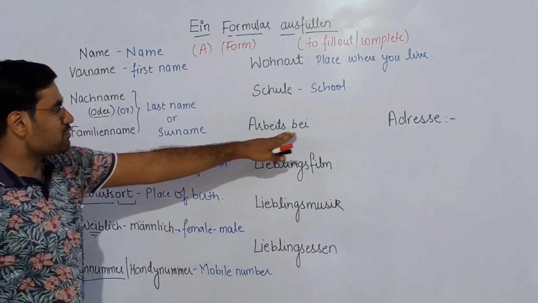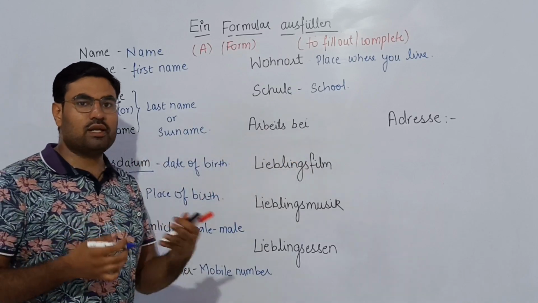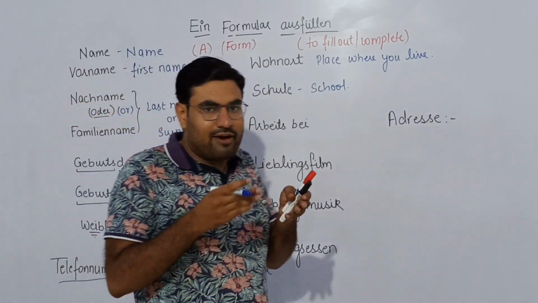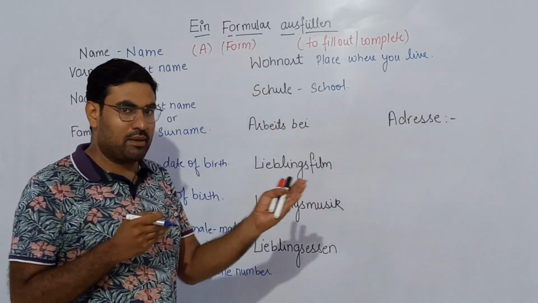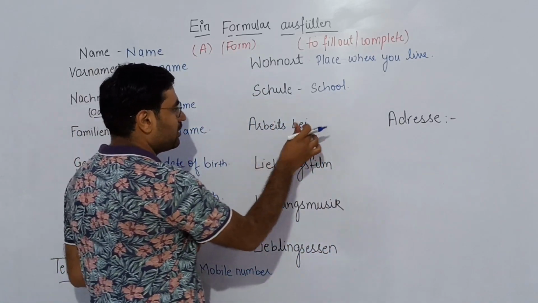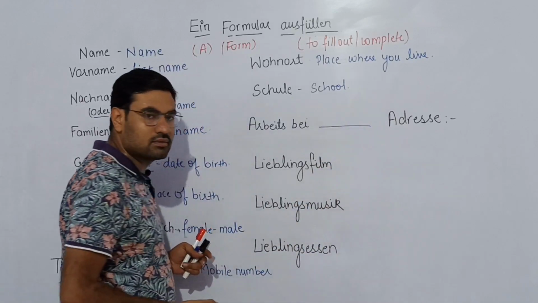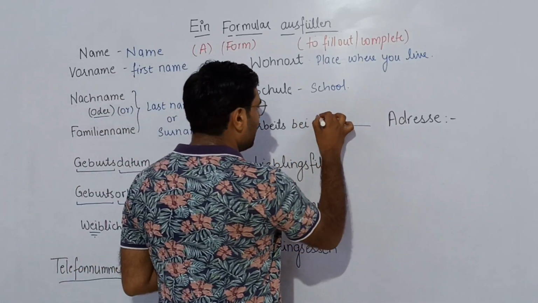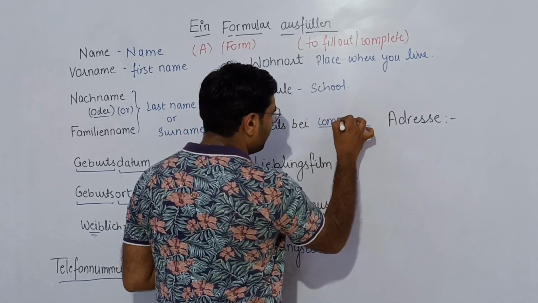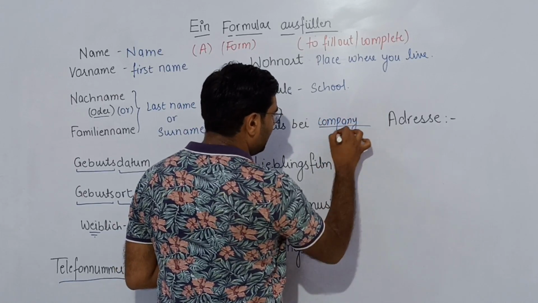Next one, Arbeitsbei. If you're working in a particular company, you have to write the name of the company in front of these two words. Arbeitsbei, works at the name of the company. So you have to write your company name.